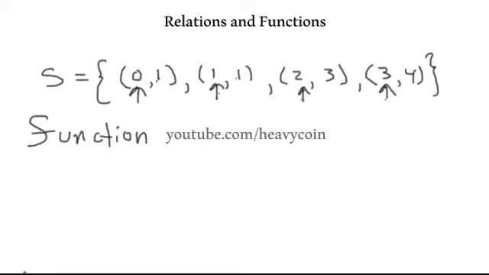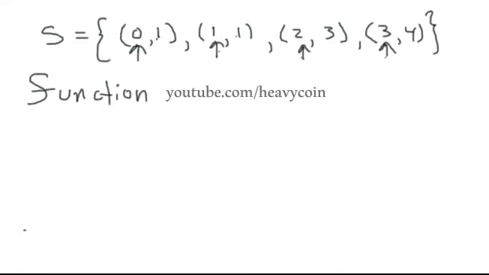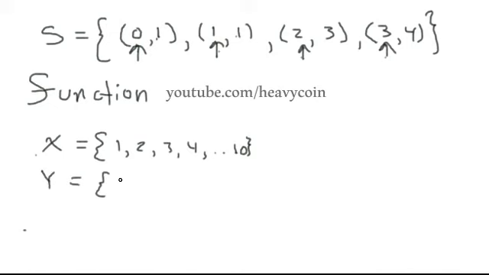Now I'm going to write up two sets here. This is going to be the set with 1, 2, 3, 4, let's say up to 10. Put 10 in here, and then we'll call this the set Y, and let's see if you can see a pattern. There's a pattern going on here.